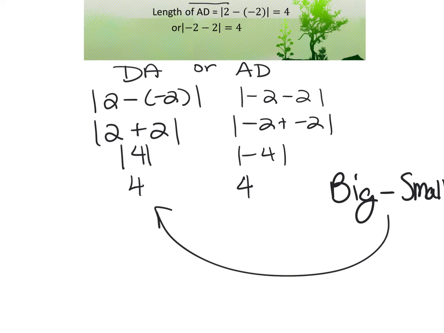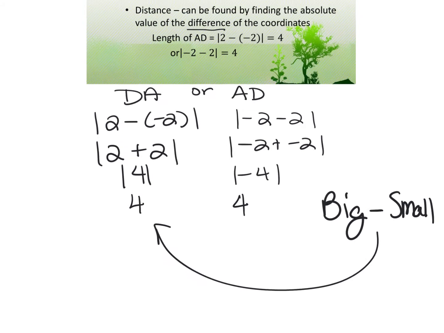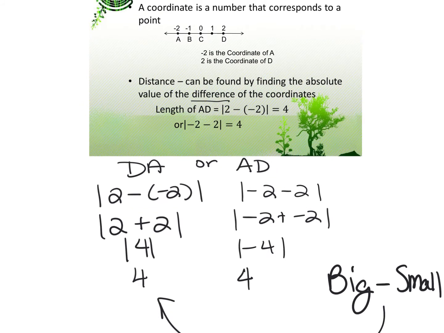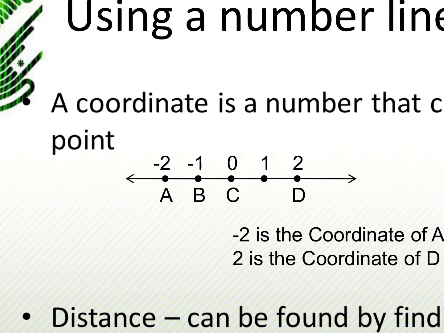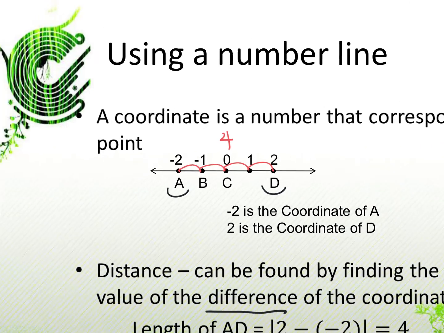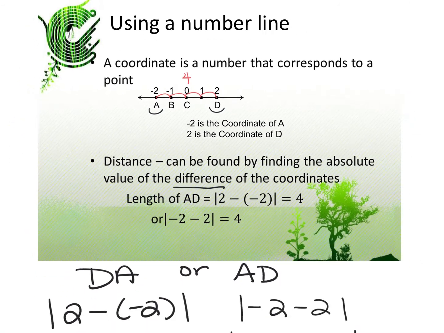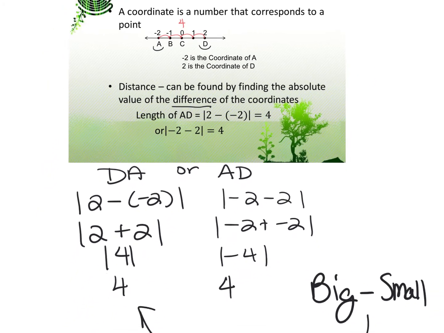Now again, if they give you a visual, like I did up here, another way to find the distance between point A, or coordinate A, and coordinate D here, all we would have had to do is count the little gaps. So 1, 2, 3, 4 gaps in between -2 and +2. So the distance there is going to be +4. So if you have the number line, you can also just count. But if you don't have a visual, then do the subtraction.